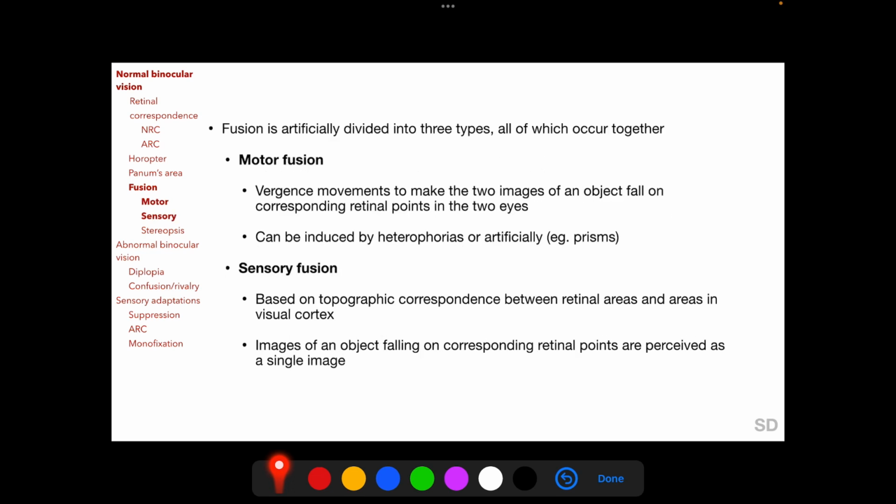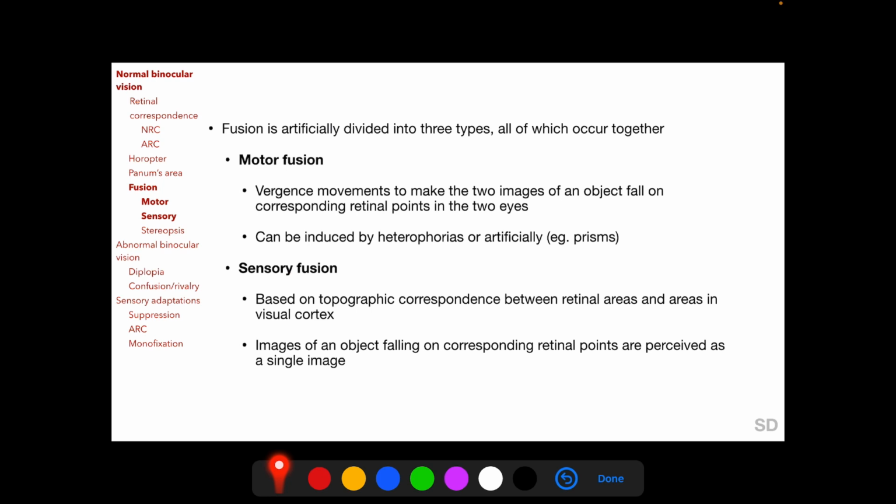As we have mentioned, fusion has three components, and they are motor fusion, sensory fusion and stereopsis, all of which occur together simultaneously. Motor fusion refers to the vergence movements which make the two images of an object fall on corresponding retinal points in the two eyes, and motor fusion is induced by either heterophorias or artificially with prisms. Heterophoria refers to latent strabismus, which we will be discussing in the session on evaluation of a strabismus patient.